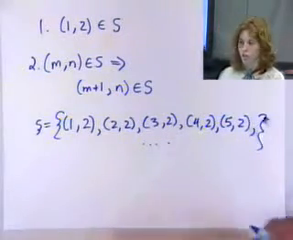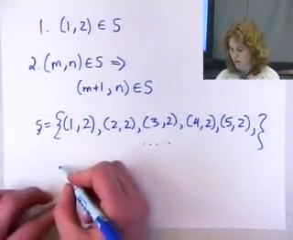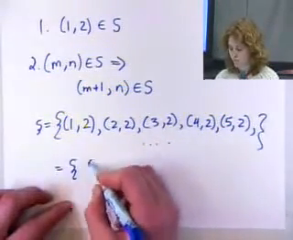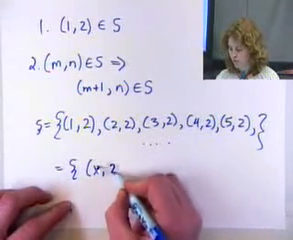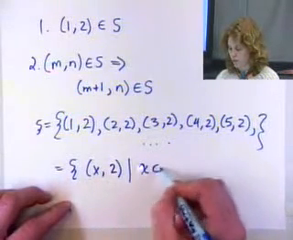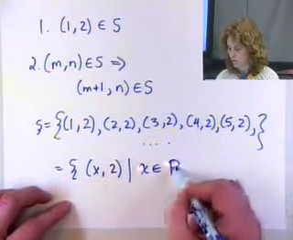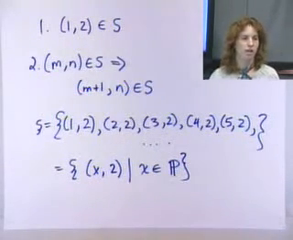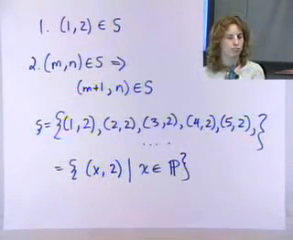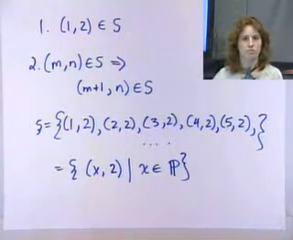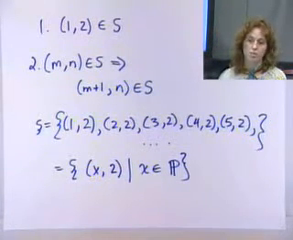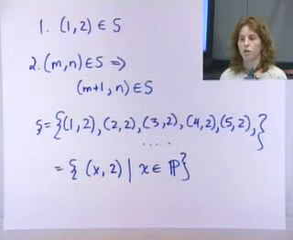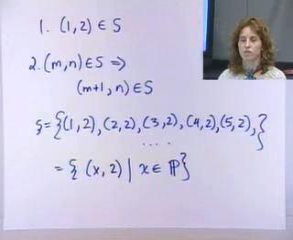A closed form way to write this set is (x, 2), where x is in the positive numbers, which I can denote with a big fat P. We could define recursive sets a lot more complicated than that one, but that was just an example.